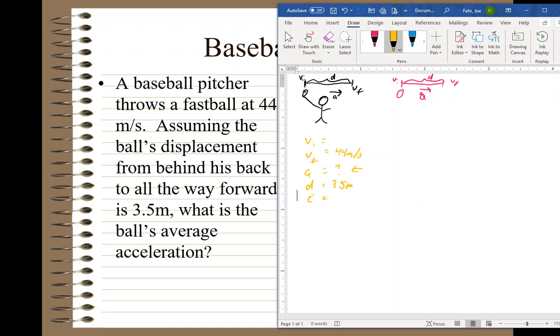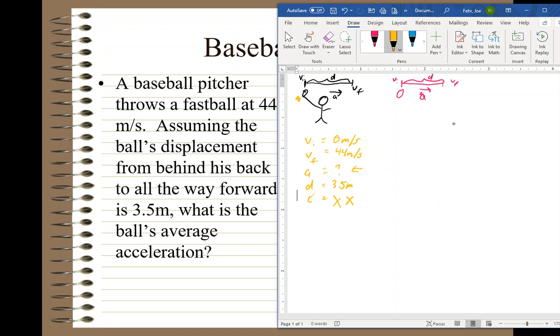This is an example of when we have to think about what we're trying to solve, look at what we're given, and think. It's not given as a number. We do have to interpret. The baseball pitcher throws the ball. Initially, right back here, the ball isn't moving. So that's going to be 0 meters per second. So a lot of this is interpretation. That means I don't really care about the time.